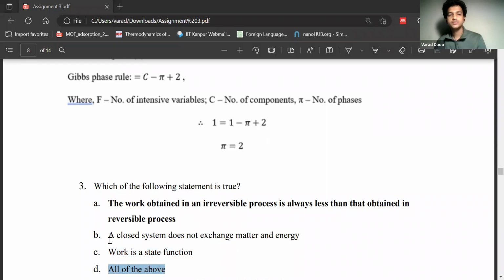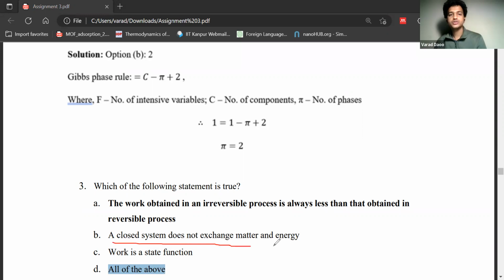Okay. Clearly, a closed system does not exchange matter, but it can exchange energy. So this is a wrong statement. Work is not a state function. Work is a path function, right? So clearly this option cannot be true either. The correct answer is option A.